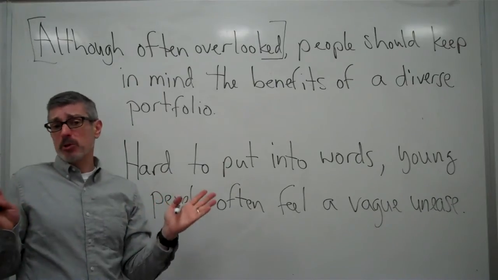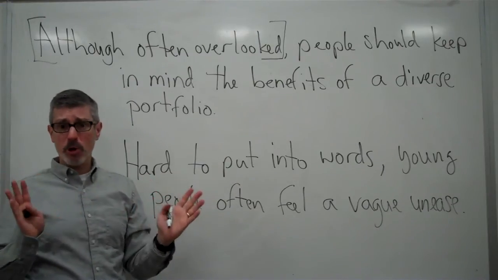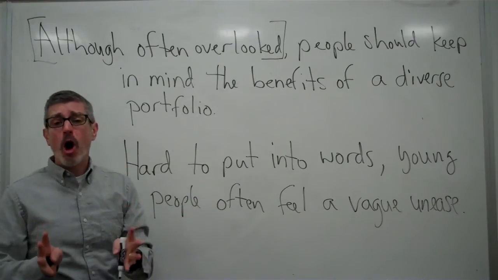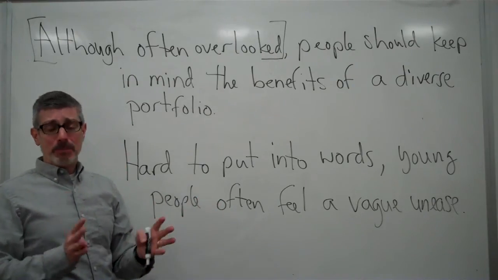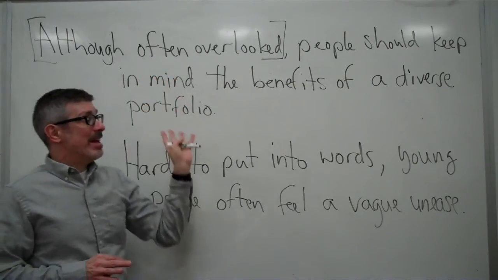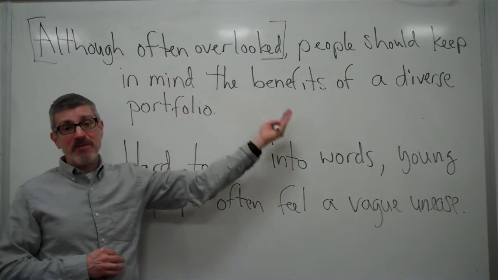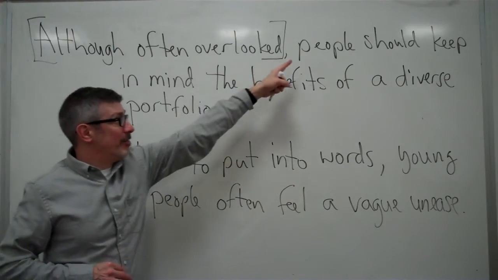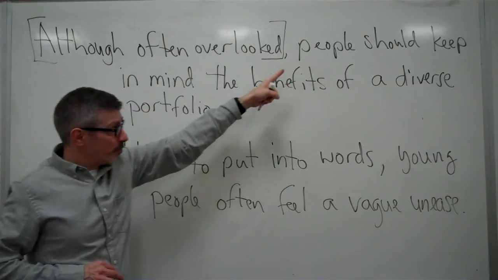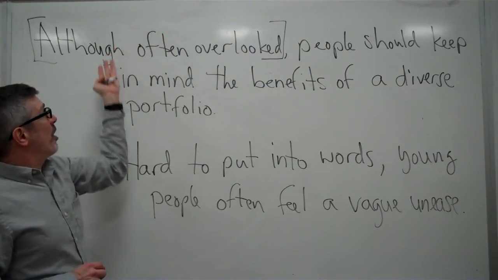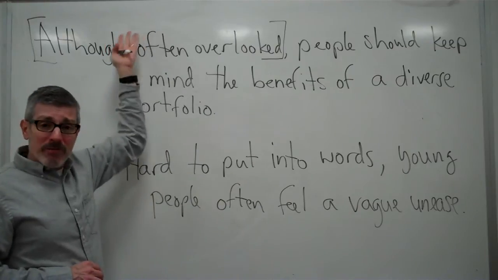That is not an elliptical clause, that is just a regular subordinate clause. Although they are often overlooked. Take out the they are, and it becomes an elliptical clause. And when you have an elliptical clause, then you have to be very careful about what follows it. Because whatever follows it, the subject here, people, is going to be taken as the thing that is the subject that has been left out of the ellipsis.